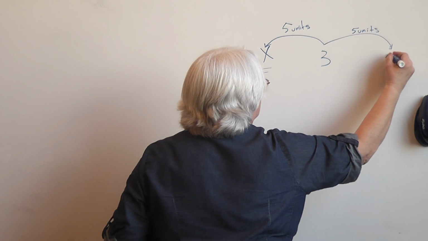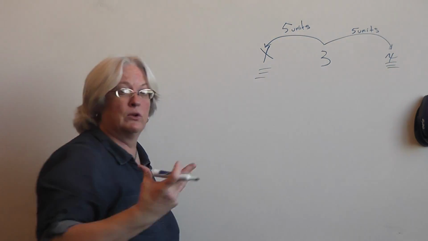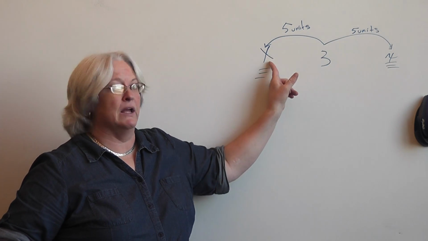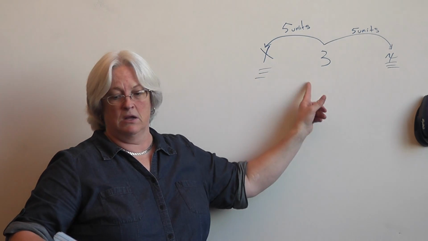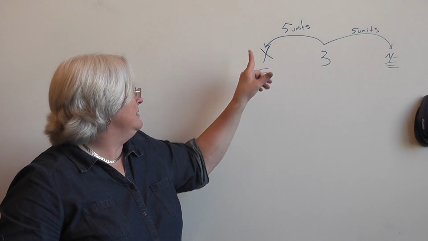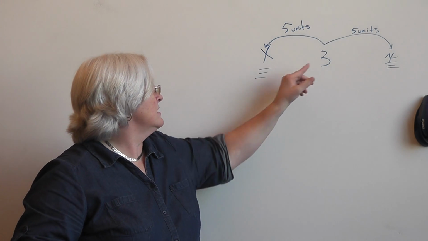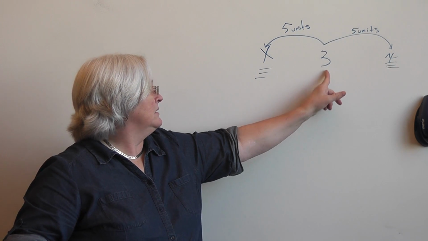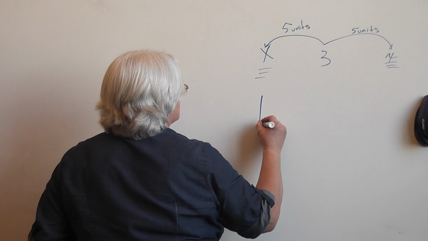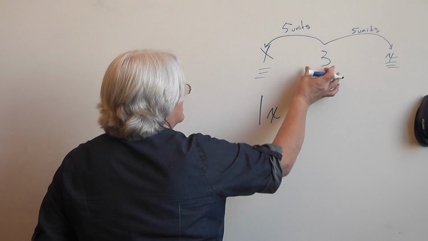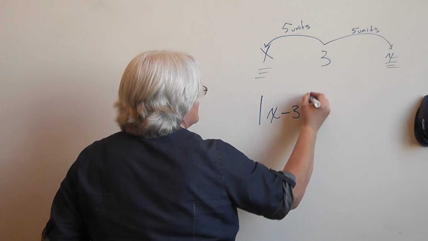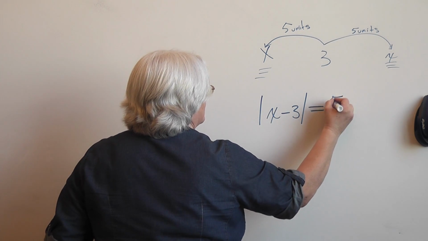Because that's what absolute value really is. It's the distance from something. 2 ways. Positive direction, negative direction. So what this means, remember, we said the distance from x to 3 is 5. We have this positive number here, so that becomes x minus 3 is 5.